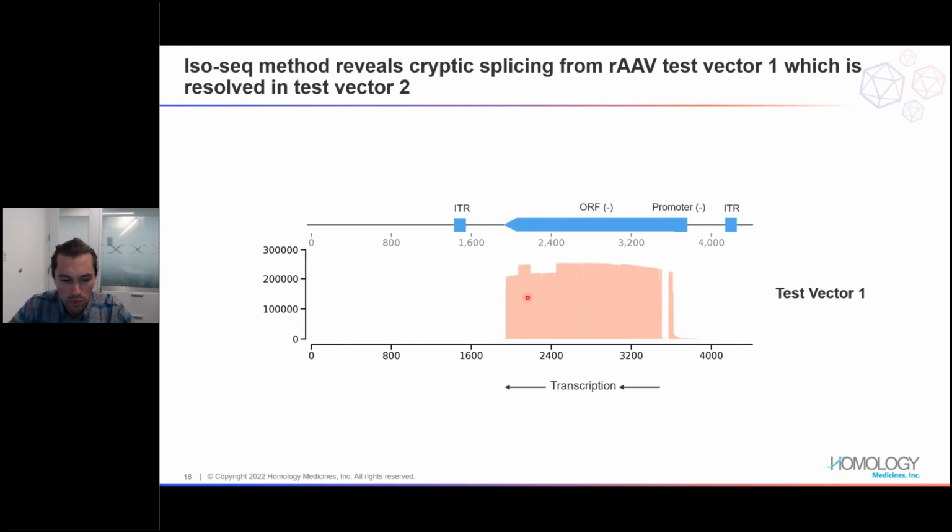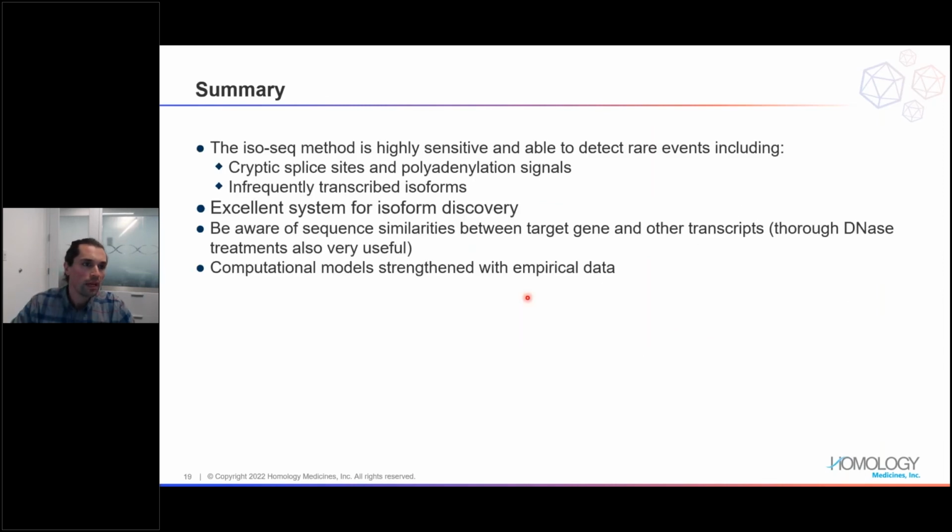This was really important. It strengthened some of the computational models that we'd been using, and we can use this empirical data to do that. So in summary, the Iso-Seq method is highly sensitive, and it's able to detect rare events, including cryptic splice sites and polyadenylation signals, and infrequently transcribed isoforms. It's an excellent system for isoform discovery, which is primarily what we're using it for.